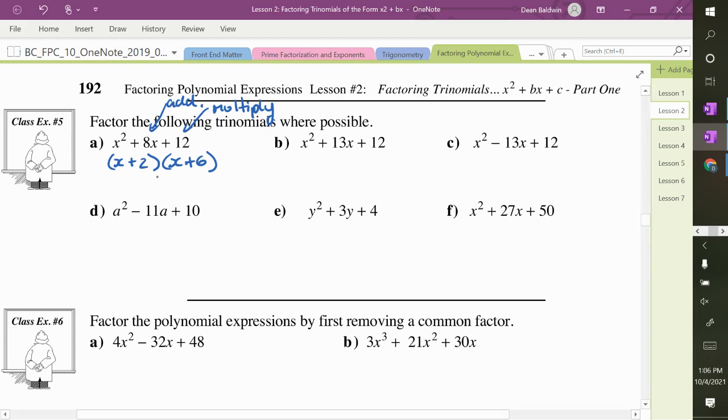Okay, and it doesn't matter if you write x plus 6 times x plus 2. The order of the brackets doesn't matter. Because 2 times 3 is the same as 3 times 2. It doesn't matter when you multiply what order you go in. Okay? So that's all we're doing here. So here's another trinomial. We start with an x squared, so I put an x there. What multiplies to 12 and adds to 13? 12 and 1. You're done.